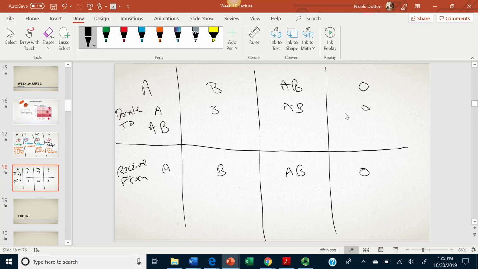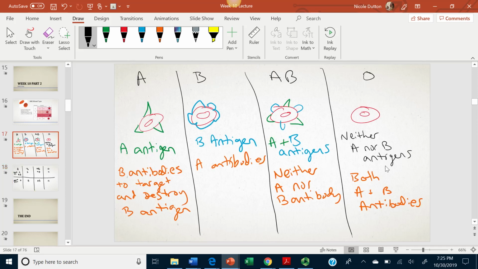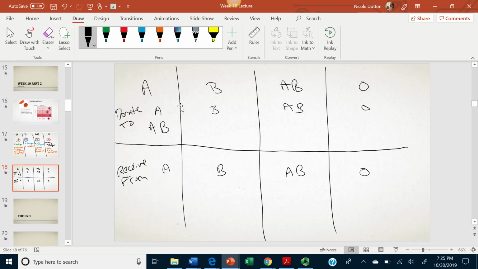Can A donate to O? Well, blood type O produces the A antibody, so no, that would not be safe. So the only patients that a blood type A could be given to would be A or AB. Blood type B is similar. B cannot be given to an A patient, B can be given to an AB patient, and B cannot be given to an O patient.